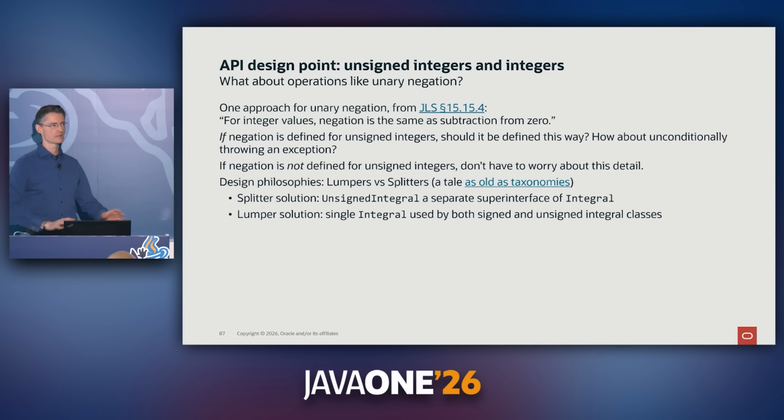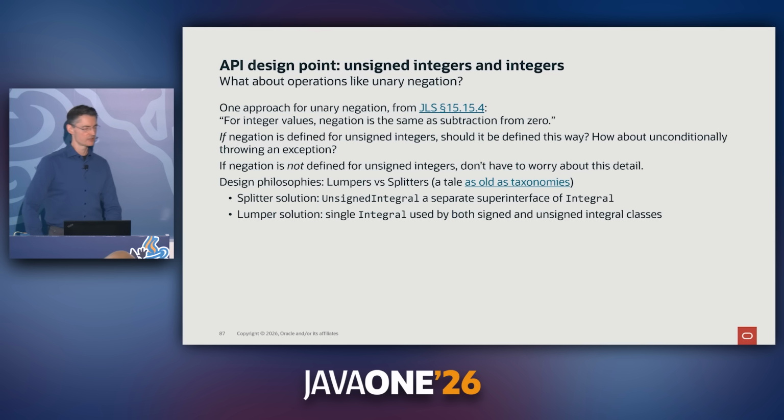While the current set of interfaces we have to model numerics is pretty solid, there are many design points to consider, even with what we have. So for instance, let's take negation. That's currently in the Numerical interface. How should something like negation be defined for an unsigned type, like an unsigned integer?